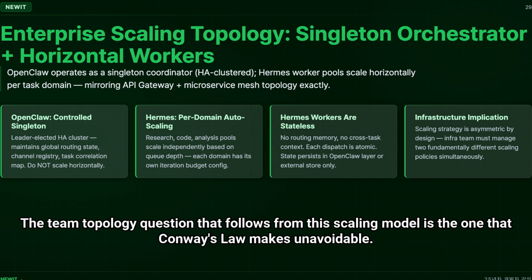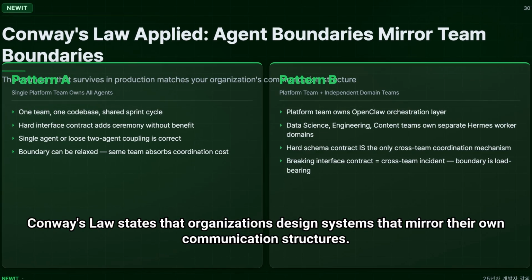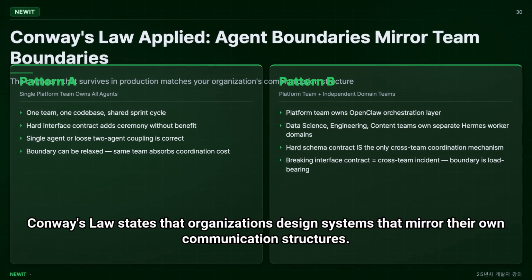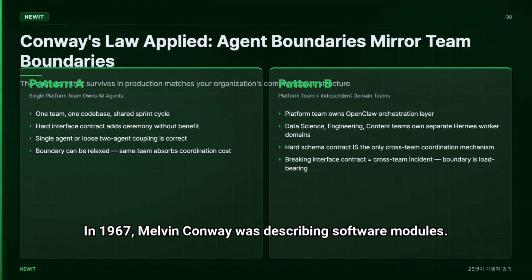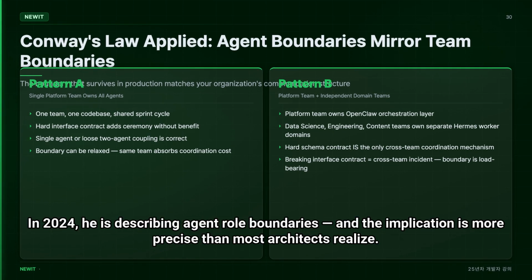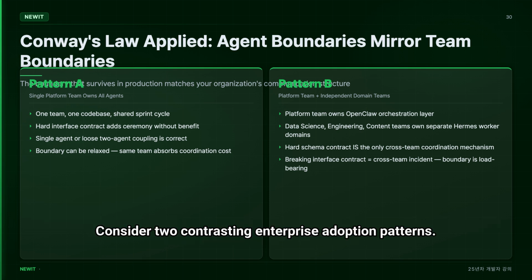The team topology question that follows from this scaling model is the one that Conway's law makes unavoidable. Conway's law states that organizations design systems that mirror their own communication structures. In 1967, Melvin Conway was describing software modules. In 2024, he is describing agent role boundaries, and the implication is more precise than most architects realize.